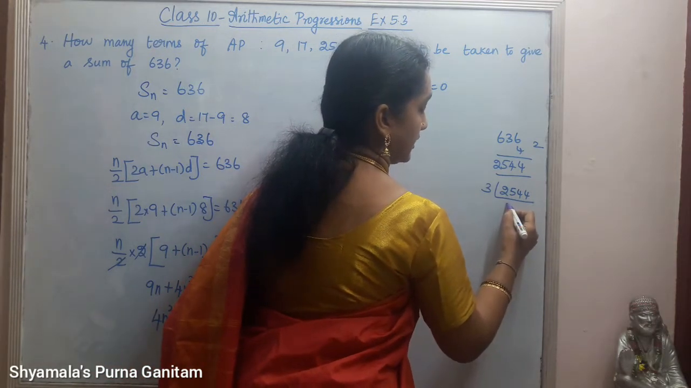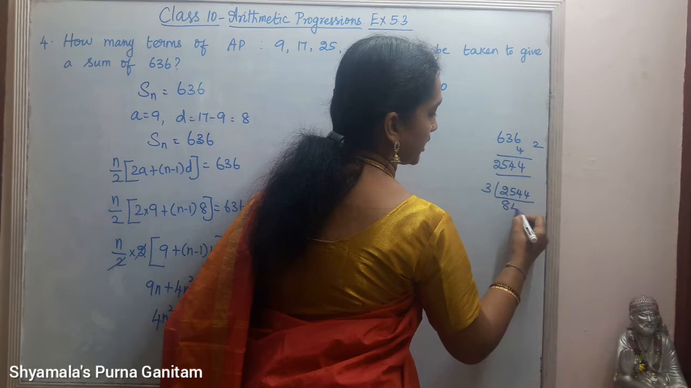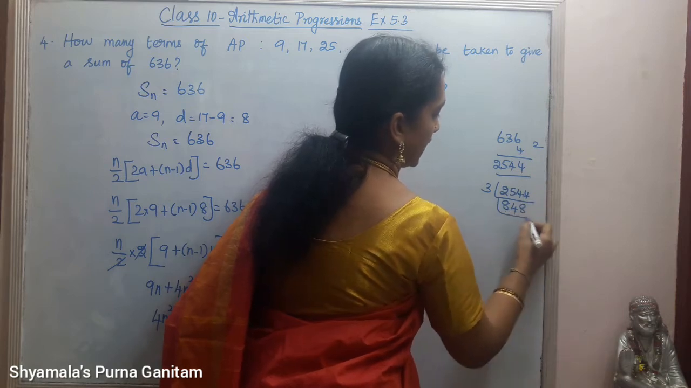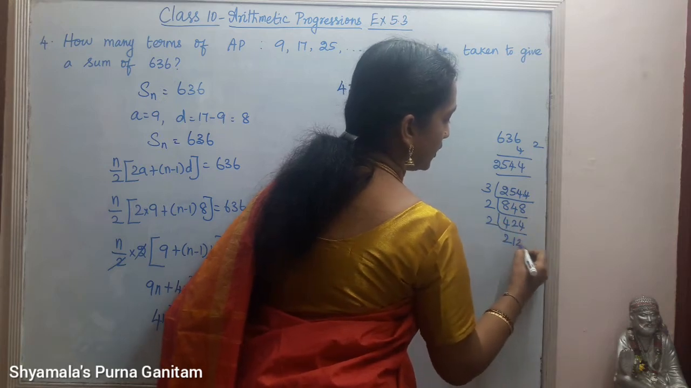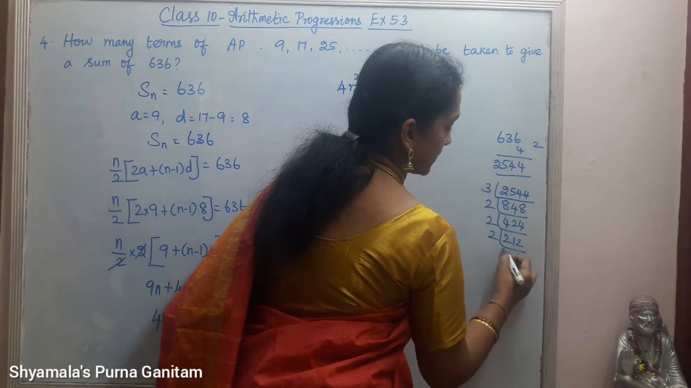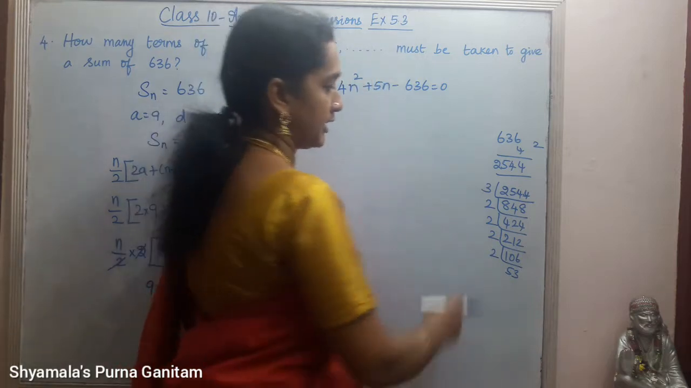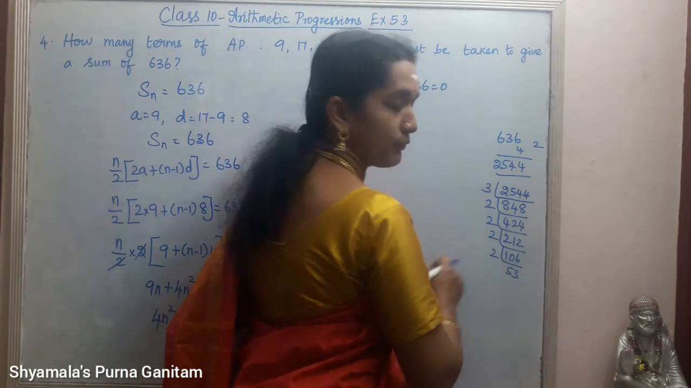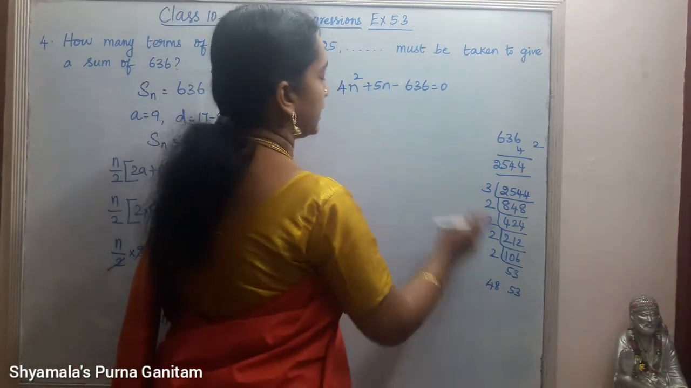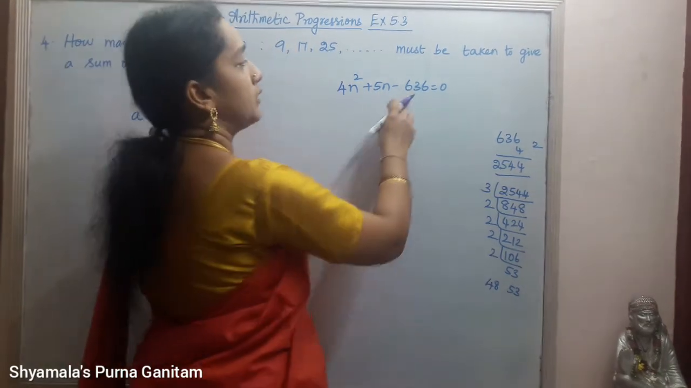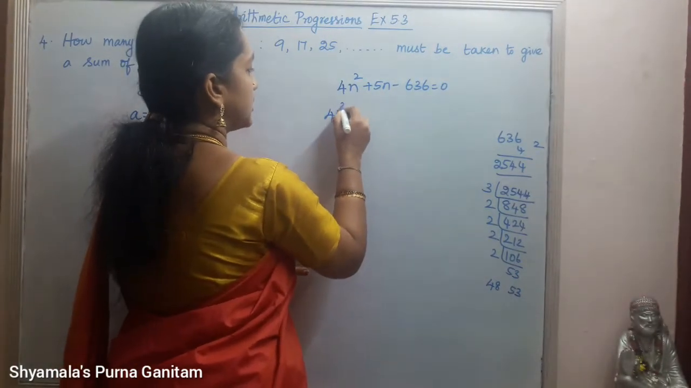3 8s are 24. Then 3 4s are 12. 3 8s are 24 again. Then 2 4s are 8, then again with 2, 2 1s are 2. Then 2 1 0 6. Then 2 53. So that's all. So 53 is a prime number here. So 3 2s are 6, 6 2s are 12, 12 4s are 48. So if we take 48 and 53, when we subtract we will get 5, and when we multiply we will get 2544.